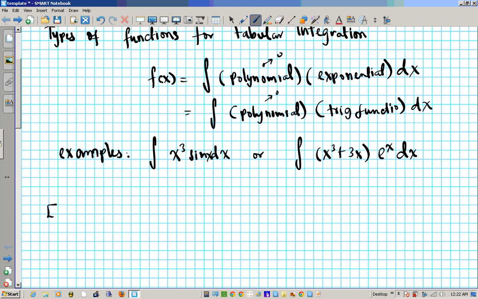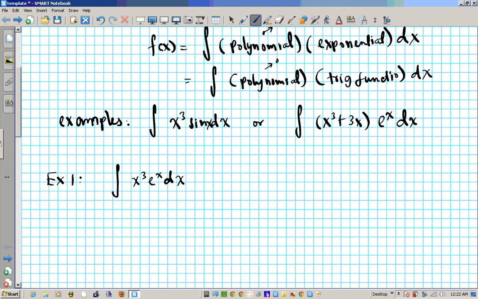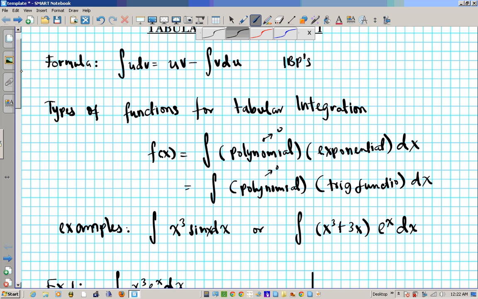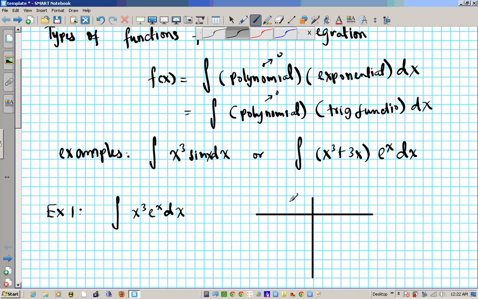Example 1: we're going to find the antiderivative of x to the third e to the x dx. When you want to use tabular integration, you make a table, as the name indicates. On your table, you're going to have two columns. One will be your u column, and the other will be your dv column.